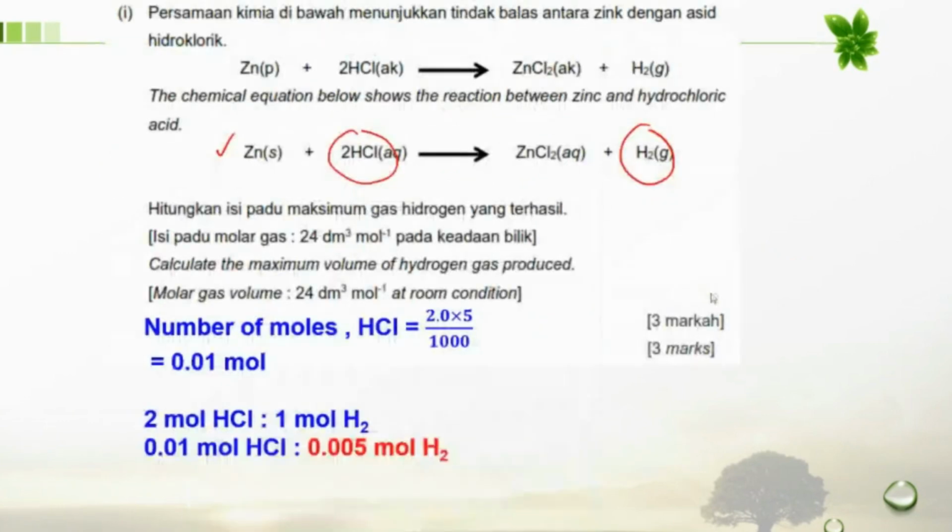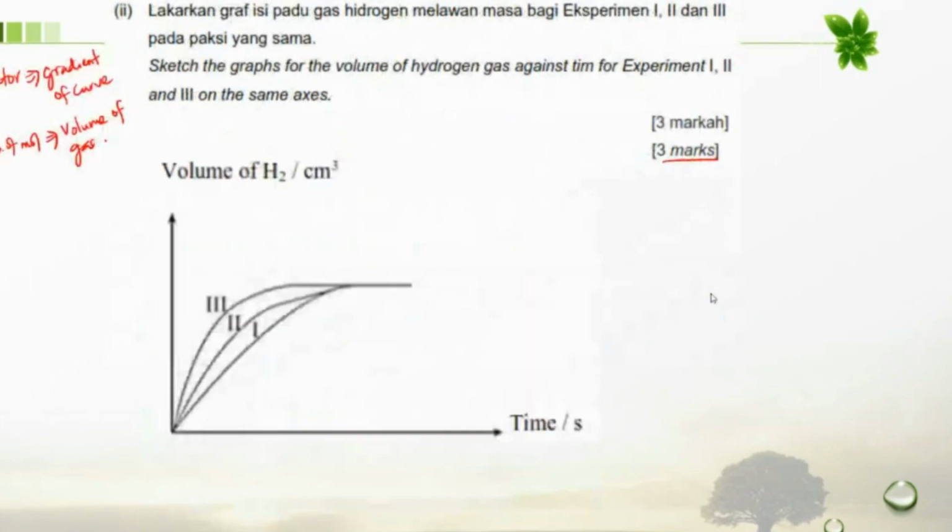So the sketch of the graph will be like this: 1, 2, and 3. Correct or not, class? So you need to label here. Don't label here, because 1, 2, 3 all stop at the same volume here. You label it at the 3 different curves here.